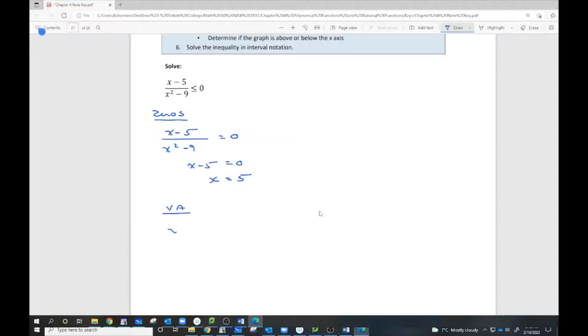Then we want to look at our vertical asymptotes. It's whatever would make your denominator equal to 0. So that's going to be plus or minus 3. Right? So whether you did it using a difference of squares or whether you solved it using the square root method, those are my two vertical asymptotes.